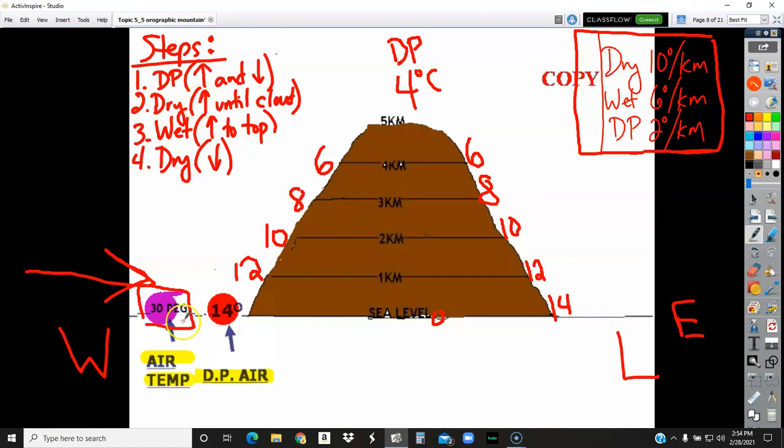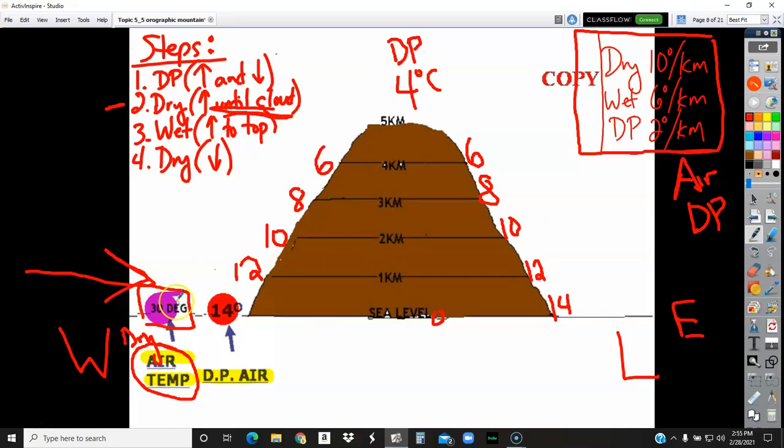Step 2. The air down here at the bottom of the mountain on the west side, over here where I'm hovering my mouse, is the air temperature. This is considered dry air. So you start with air at the base of the mountain. There's no cloud down here. You're going to use the dry rate until you hit a cloud. And again, how do I know when I hit a cloud, Mr. Rocco? When the air temperature equals the dew point, then I have a cloud.